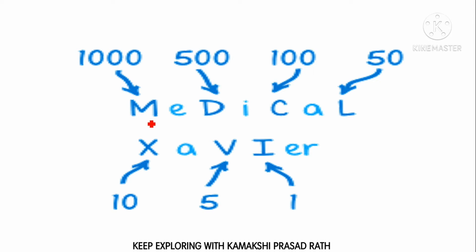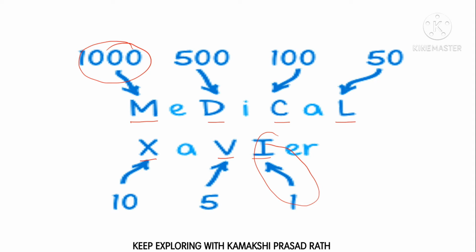So we have a formula called "medical Xavier". In medical Xavier, you can see here M, D, C, L, then X, V, I. So M is for 1000, then 500, then C is 100, L is 50. So we can remember the order: 1000, then 500, then 100, 50, then 10, 5. In this way we can remember the order. So 1000, that is M, is the highest one and I is the smallest one.